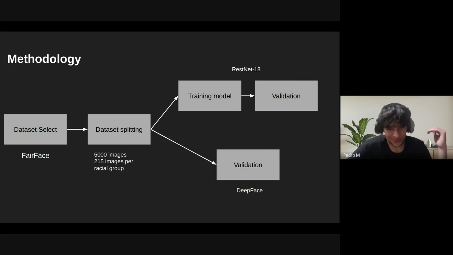For the ResNet 18, we trained the model on the training set and then validated its performance on the validation set. For the Deepface, which is a pre-trained library, we use the validation set directly for the evaluation without additional training. This approach allowed us to fairly compare a model trained from scratch, the ResNet 18, against a widely used pre-trained tool, the Deepface, focusing on their performance and potential racial bias.